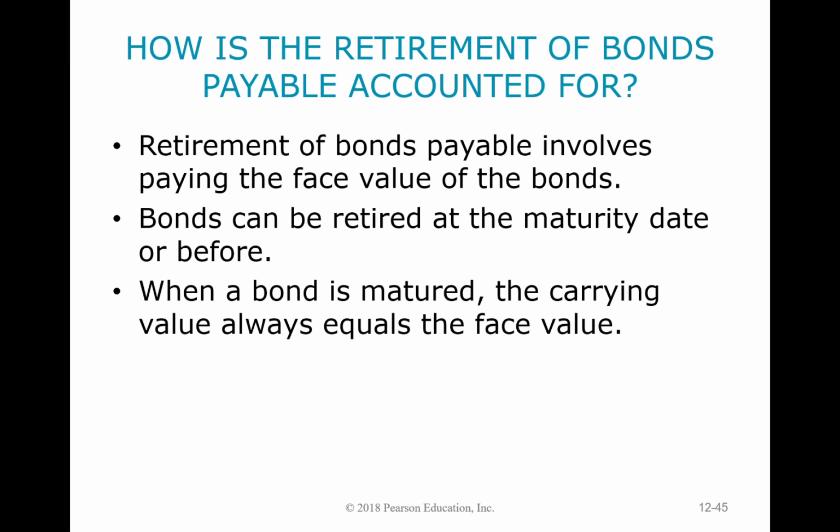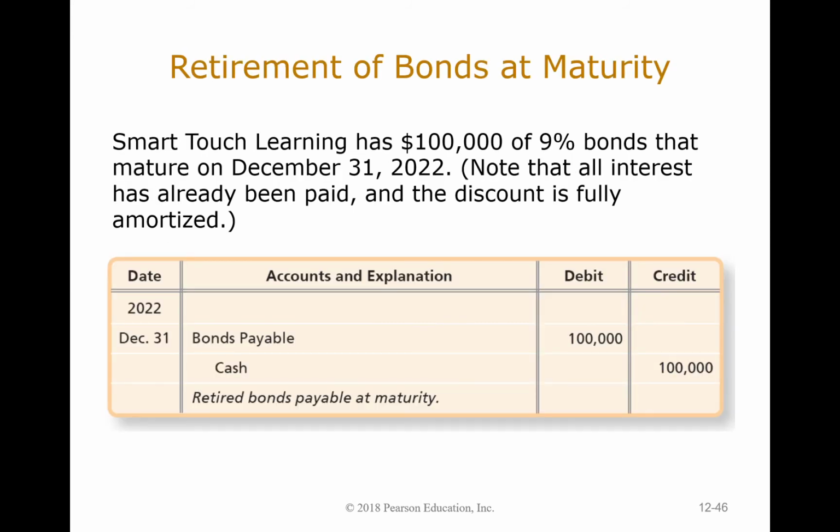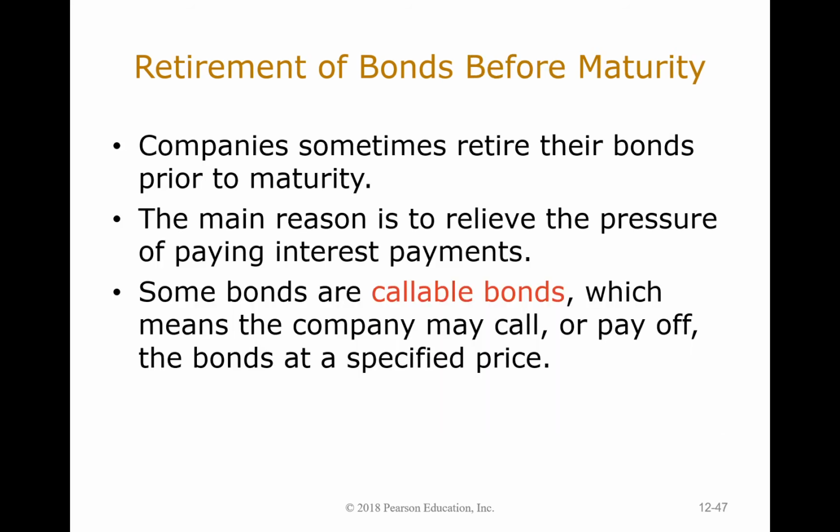So how do we journalize these when we retire them? Well, when we retire bonds, that's paying the face value of the bonds. They can be retired at maturity date. They can also be retired beforehand. And when it's matured, the carrying value always equals the face value. So if Smart Touch has $100,000 in 9% bonds that mature on December 31st, 2022, when we retire these bonds, essentially we're paying the face amount out in cash, and we're debiting that bonds payable, which means we're taking that liability essentially off of our books.